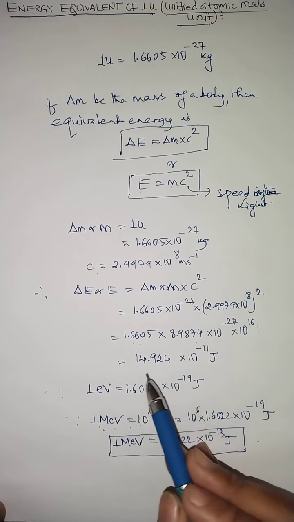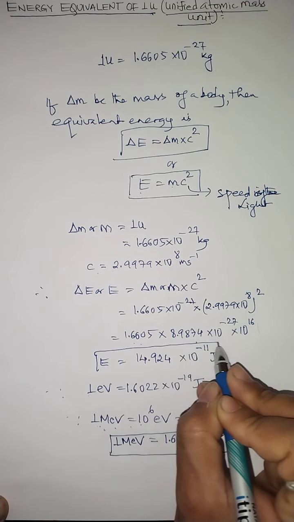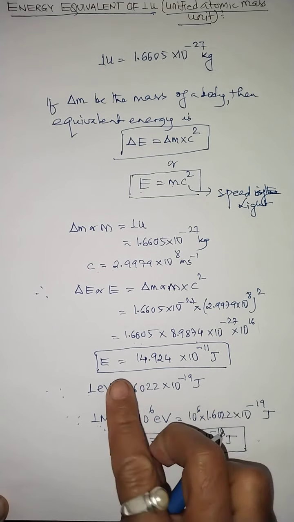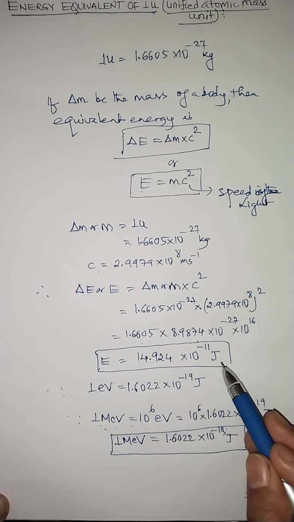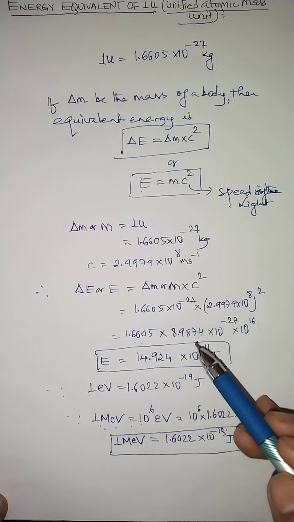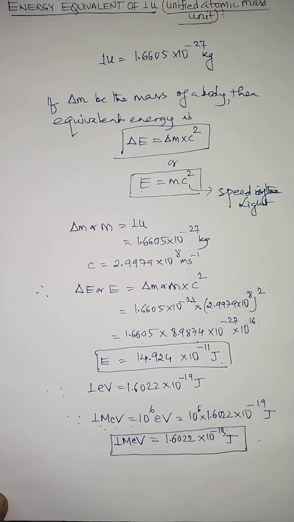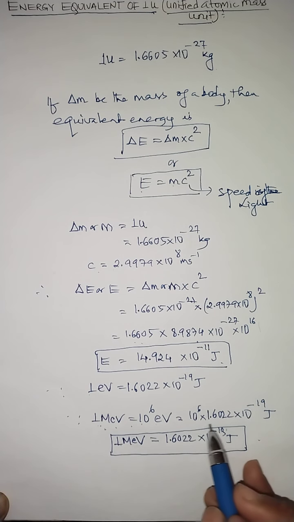But the energy that we have calculated out here, you can see, I write in this box. This energy, which we have calculated in joule, corresponds to the mass of one unified atomic mass unit. But I convert this joule into what? Mega electron volt. So usually, to convert mega electron volt to joule, we need to multiply by this factor. But to convert from joule into mega electron volt, I divide by this factor.